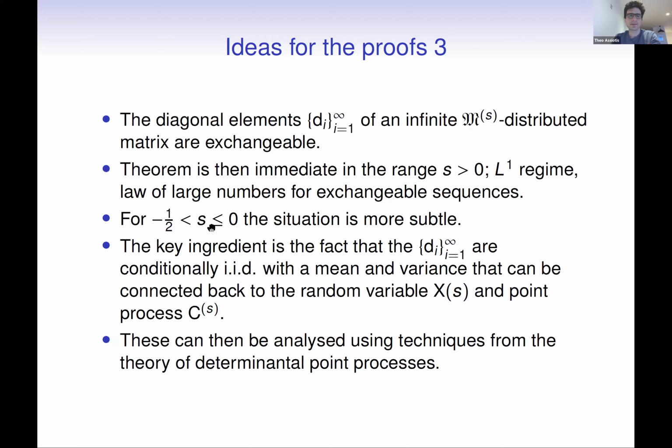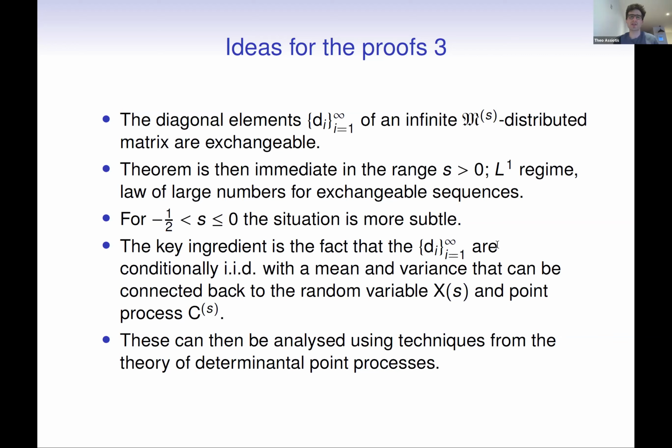But when you don't have one moment, the situation is a bit more subtle. The main idea is that these are exchangeable, so conditionally on what's called, I forgot the name, I think it's the tail sigma algebra, they're IID with eminent variance, which you can connect back to these things. There are the X's and the C's, and then you can analyze them. You can use some determinantal point process theories, and then you can do that to cover this as well.